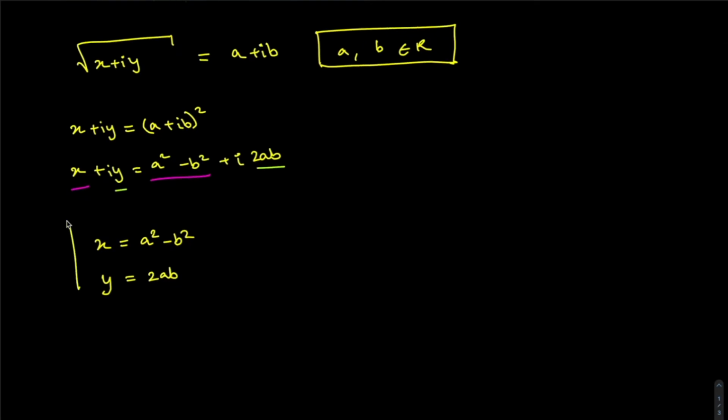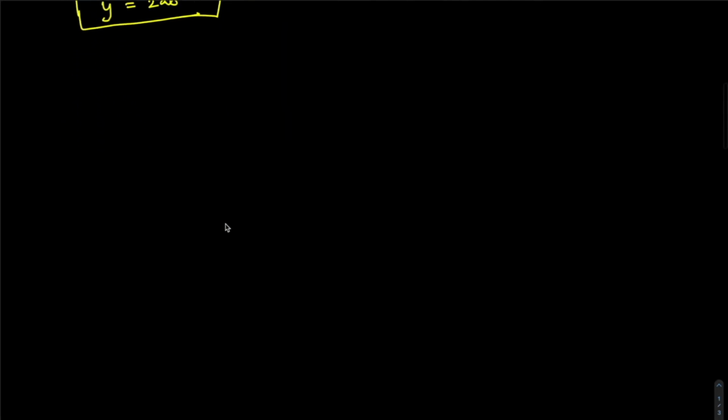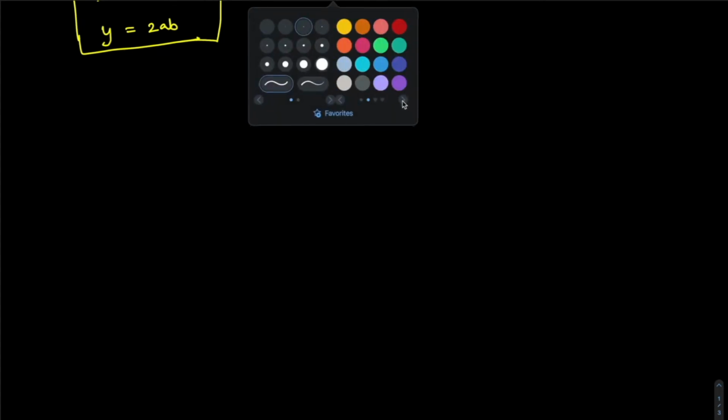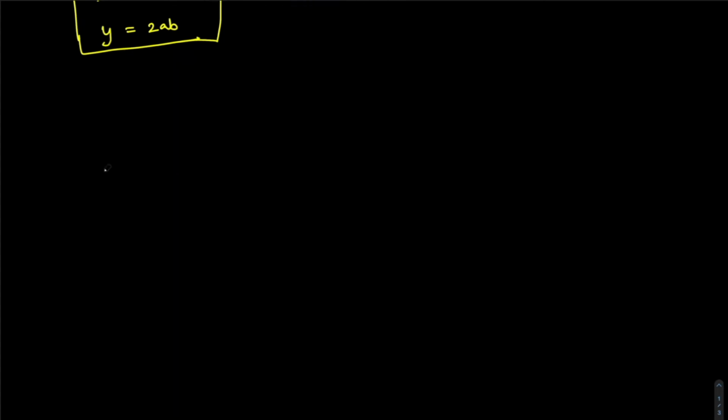So essentially, we're going to have x and y, and we're going to get a squared and b squared depending on the values, right? So let's look at an example now. The example which I have is the square root of 7 minus 24i, right? Let me change the color. So let's take aqua.